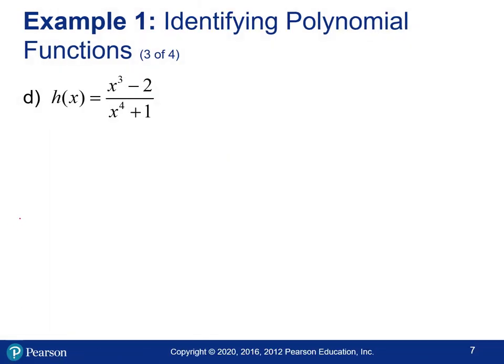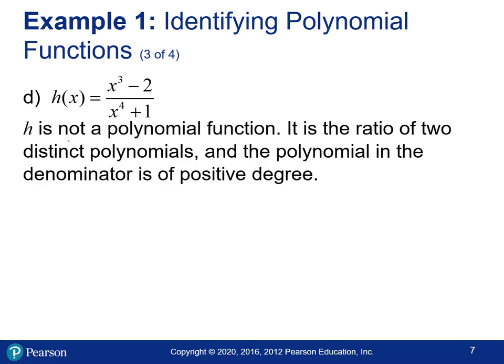Alright, how about this one? H of x is x cubed minus 2 over x to the fourth plus 1. What do you think? Okay, if you're thinking no, it's not a polynomial, you are correct. It's not, because it's actually the quotient or the ratio of two distinct polynomials. The numerator itself is a polynomial, and so is the denominator separately, but together divided like this, it's not a polynomial function.